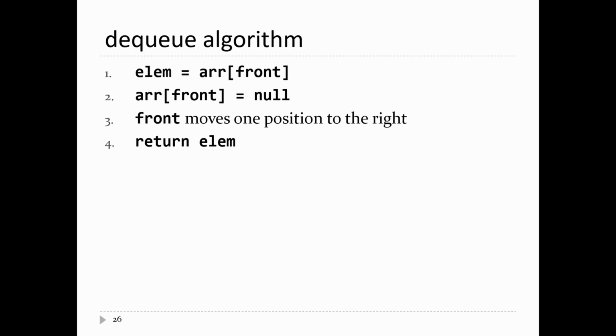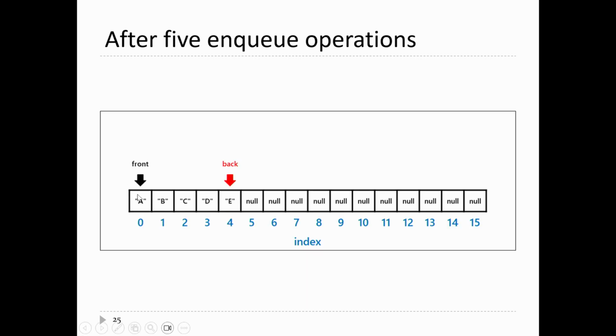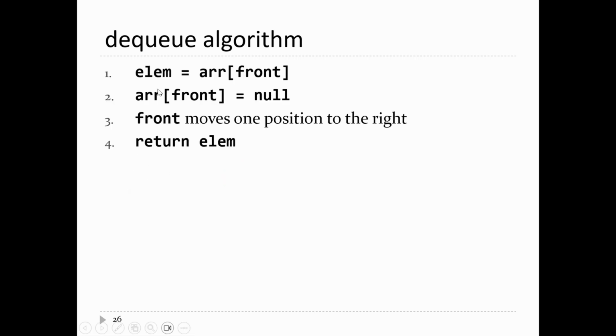To dequeue, we know where the front element is. Front points at the first element, or it's the index of the first element. So we're going to remember what the element is. Unlike for pop, where we didn't bother setting the value in the array, here it's important that you set the element to null, and I'll explain why shortly. You then move front 1 position to the right and return the element.